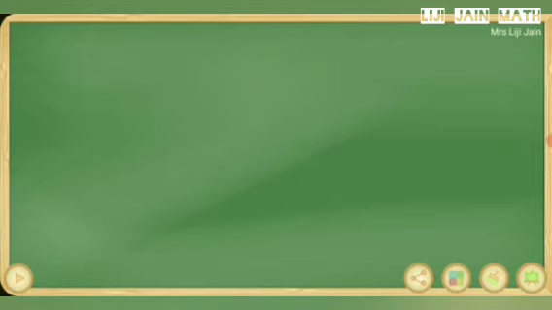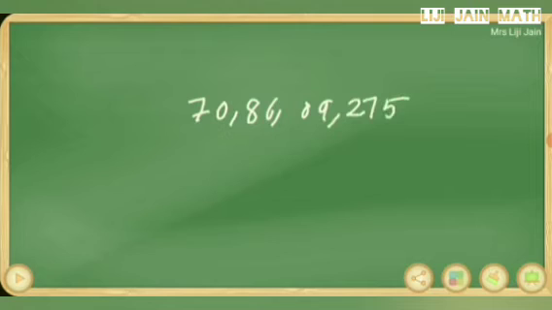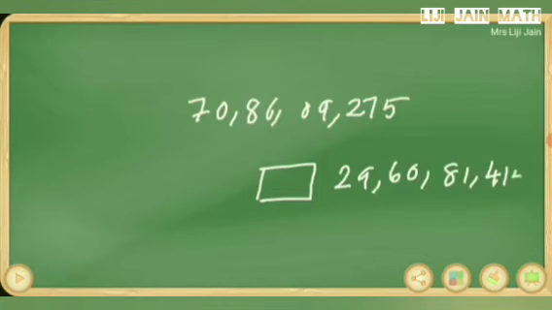Now let's discuss one more. Suppose we have a number 70 crore 86 lakh 9,275 and another number 29 crore 60 lakh 81,415. We have two numbers. In the first number, how many digits are there? 1, 2, 3, 4, 5, 6, 7, 8, 9. In the second number also we have 9 digits.